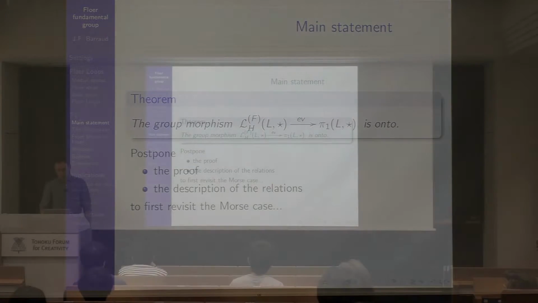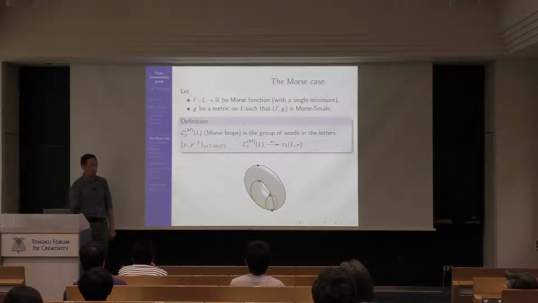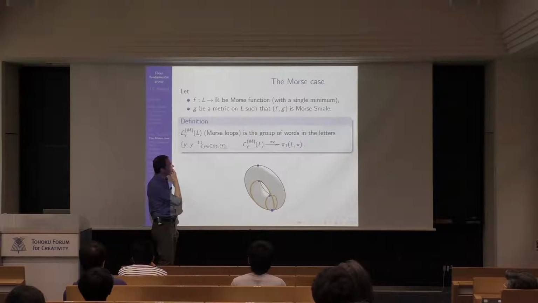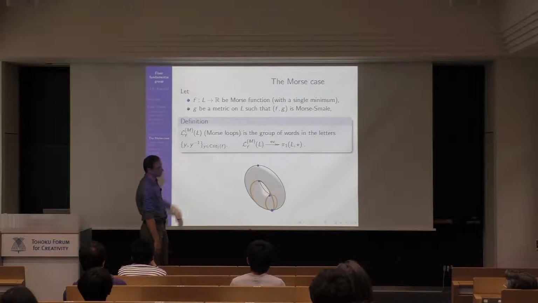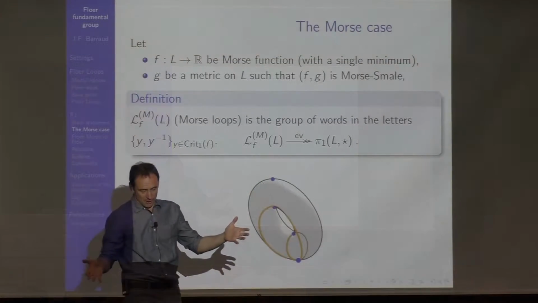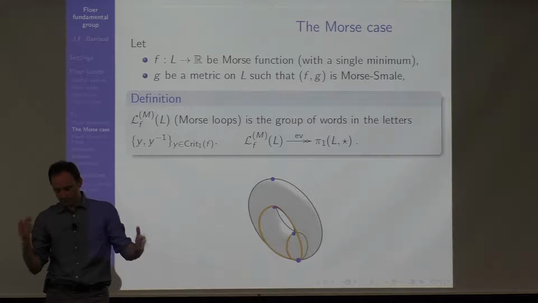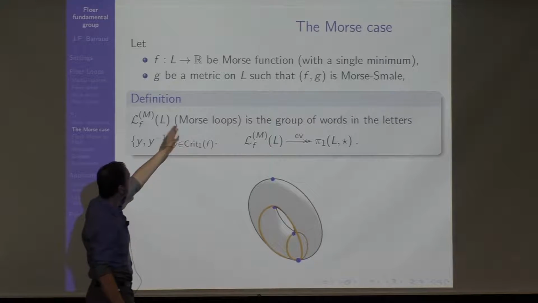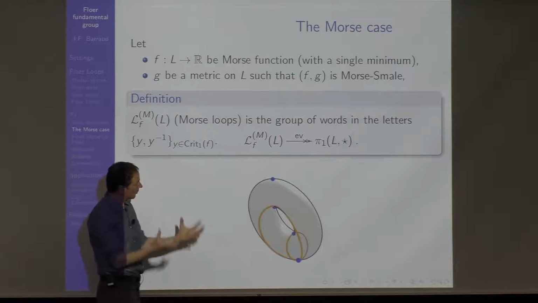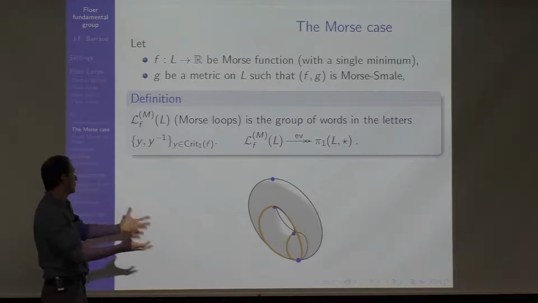let's have a look at the Morse case. What happens in the Morse case? So, the beginning is just the Morse setting. You have a compact manifold, you take a Morse function, a Riemannian metric. You suppose that everything is generic, so that you can do Morse theory with that.